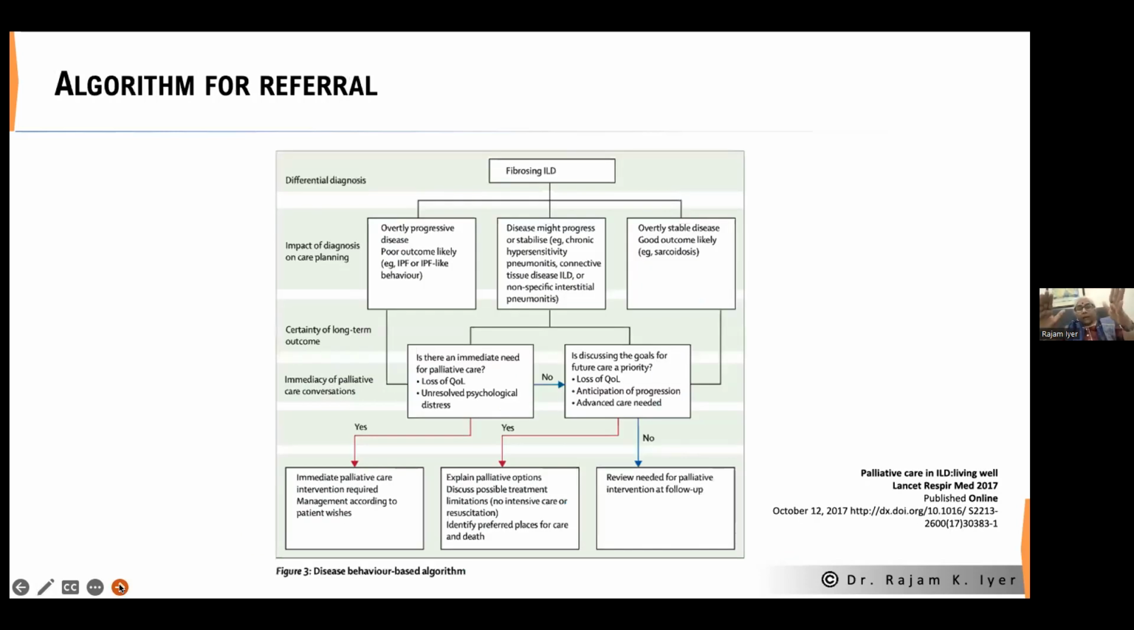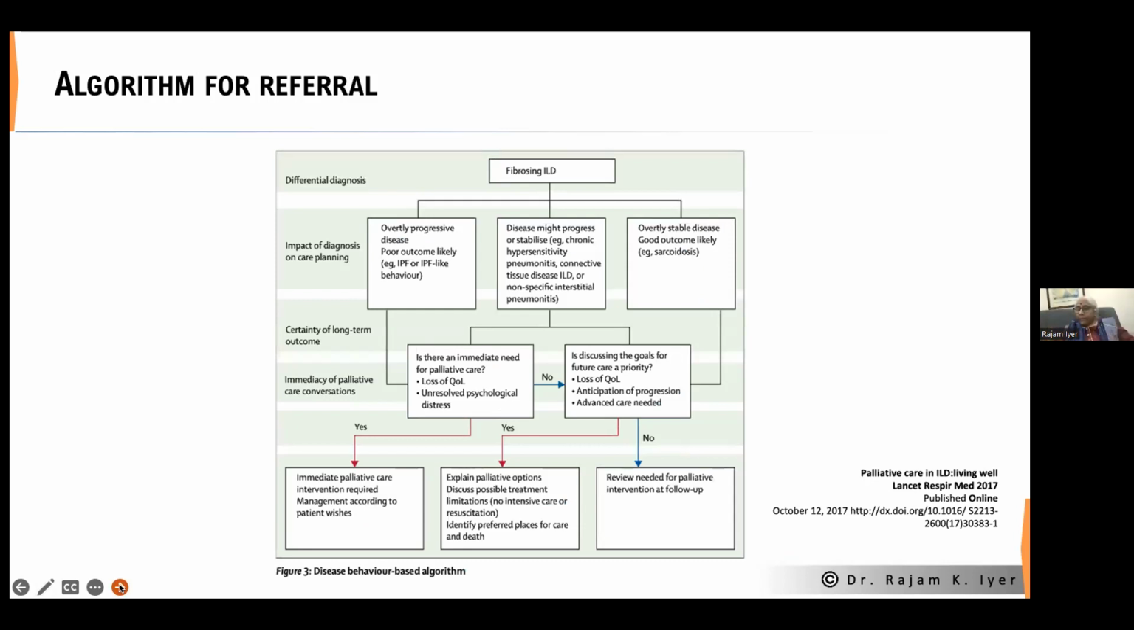Another very important thing, for which the reference is there on the slide. It's a beautiful article, and if you read that, you will cover everything on interstitial lung disease. And it's a very nice algorithm because pulmonologists have this fear of sending the patient to palliative care. They feel they're losing the patient or giving up hope. And therefore, this algorithm really helps.